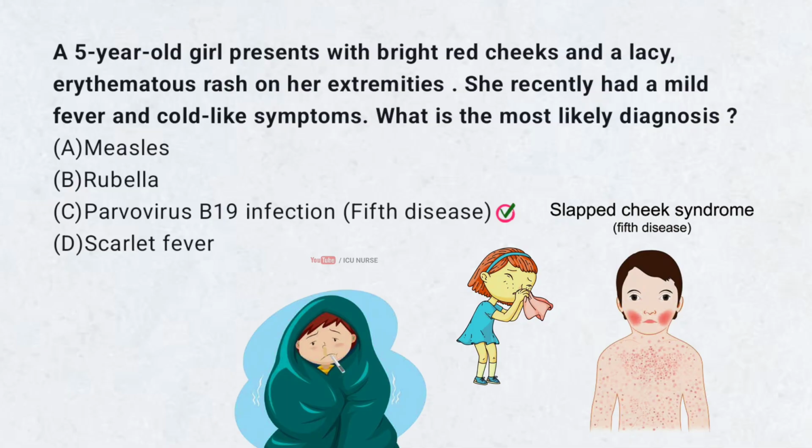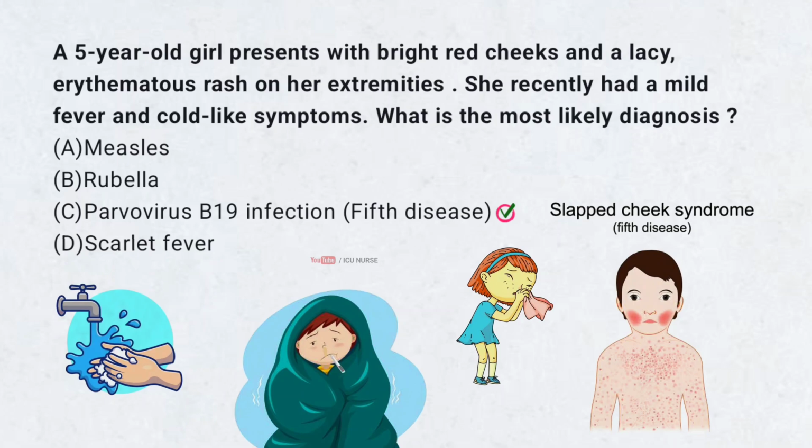While usually harmless, it can cause complications in pregnant women or people with blood disorders. Good hand washing helps prevent spread. Key points: nicknamed slapped cheek disease for its distinctive rash. Mild illness in most healthy children. No specific treatment needed. Important to recognize in pregnancy.